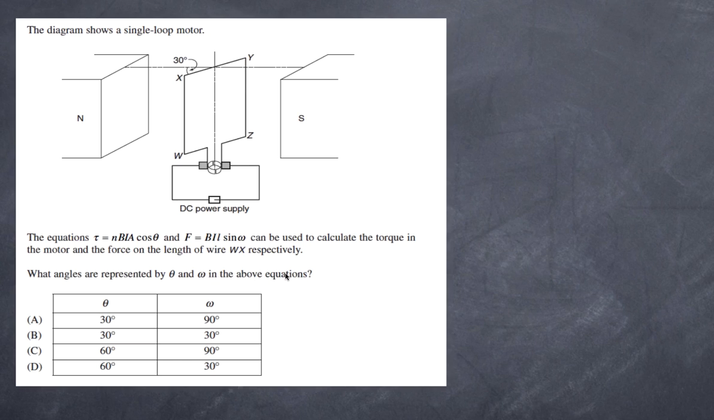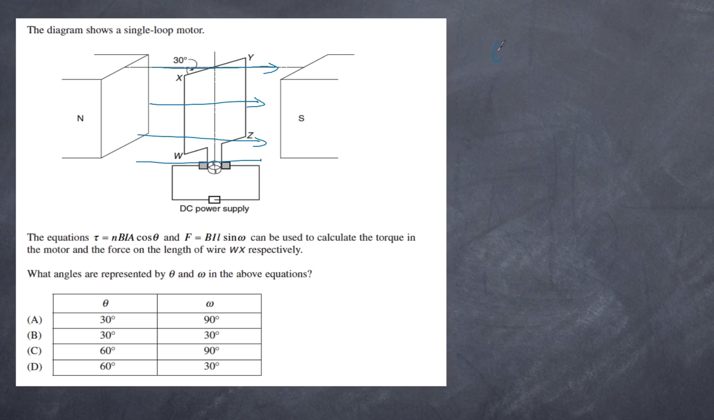All right, so let's have a look at the situation. Now we can see that the plane of this loop here is not parallel to the magnetic field lines. If you look at the diagram over here, the magnetic field lines are running in that direction, but my plane is clearly not parallel to it. In fact, it's been moved 30 degrees.